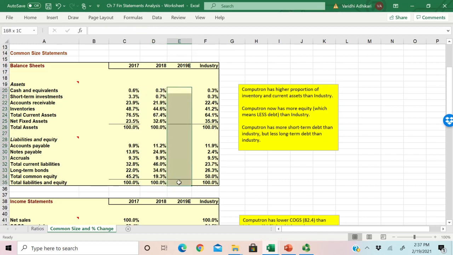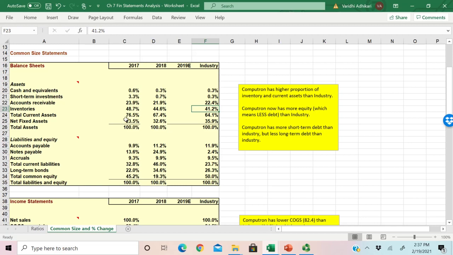I want you to complete the 2019 items. Look at the title, 2019 items too. Now we can learn a few things about the balance sheet. One thing is Computron has a higher proportion of inventory and current assets than the industry. Compared to the assets, it is 44% in inventory compared to the industry.